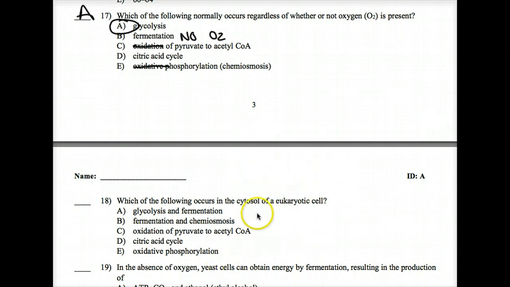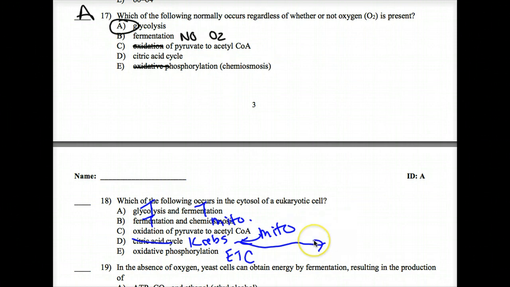Number 18, which of the following occurs in the cytosol of a eukaryotic cell? Glycolysis, yes. Fermentation, also yes. Chemiosmosis, nope, that is the mitochondria. Oxidation of pyruvate to acetyl-CoA, that is in the mitochondria. Citric acid cycle, that's Krebs, you guys. We already said that. So that's the mitochondria. And then oxidative phosphorylation, that's electron transport. Just for the record, Krebs happens in the matrix. I don't know if we talked about that or not. I don't think we did. So my answer here is A.